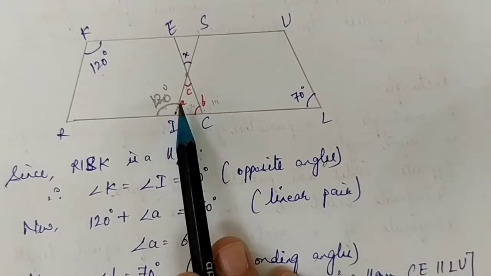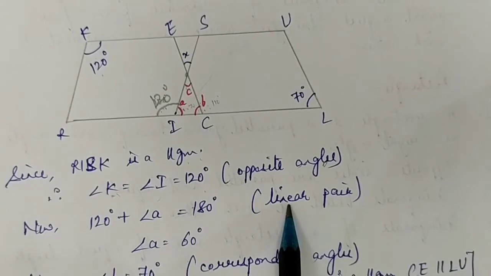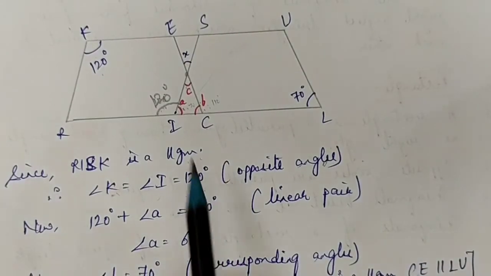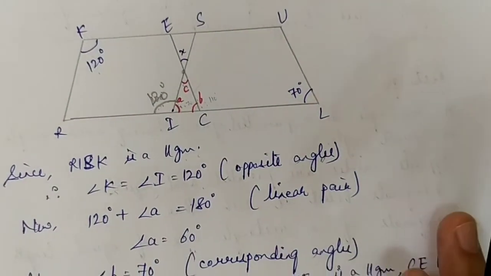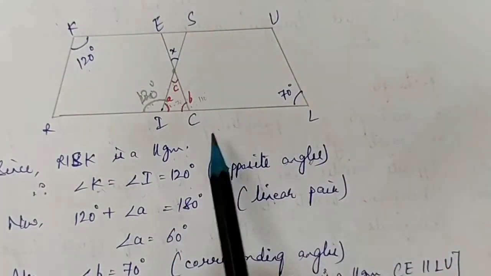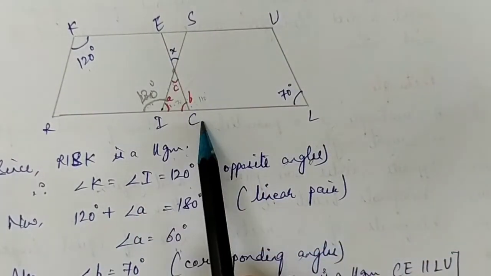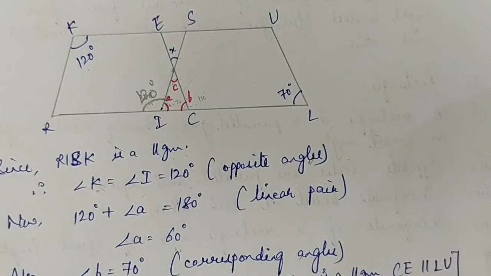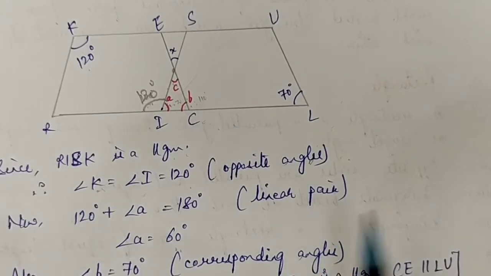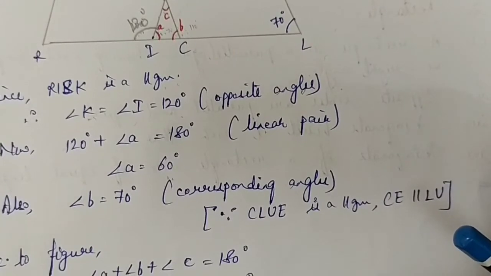Now I have to find this A. So 120 degrees and A are making a linear pair. So I have got A as 60 degrees. Likewise here, when CLUE is a parallelogram, you can see that UL is parallel to EC, and using the properties of parallel lines with a transversal, in earlier standards you have learned that corresponding angles are equal. Using that, I have found that angle B is equal to 70 degrees.